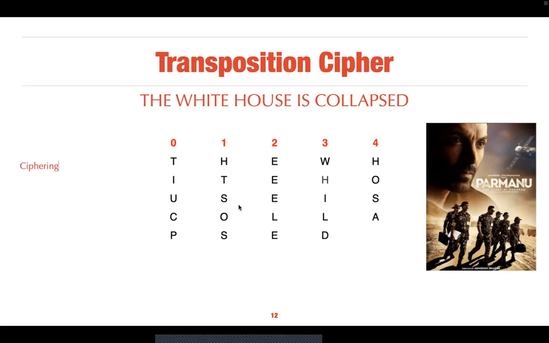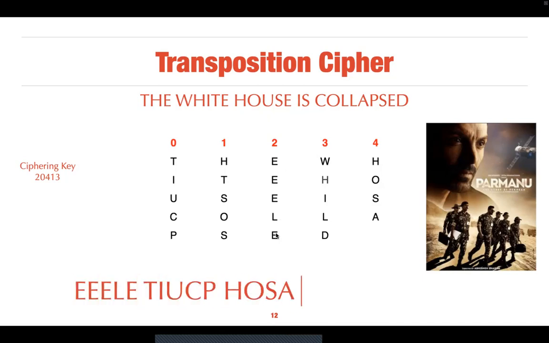Now we have used the cipher key 20413. This is the cipher key. What it means is that we will take the second column's letters first, then the 0th column's letters second, then the 4th column's letters, then the first column's letters, and then the third column's letters. So how will we get the string? First of all, the second column's letters. What are the second column's letters? EEELE. So we will get EEELE.